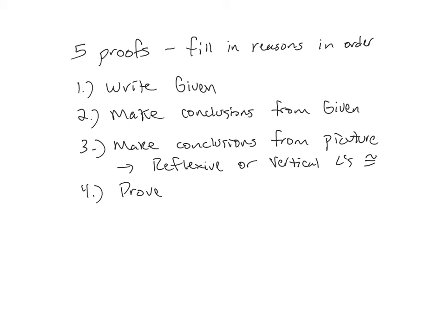And then your reasons for your proof: side angle side, side side side, hypotenuse leg, angle side angle, or angle angle side. So the very last reason should be one of those 5 things. Okay, so for make conclusions from the given, this second part here, you'll be able to write the given, and then there's nothing to do conclusion wise, so you go straight to reflexive or vertical angles, and then you'll be at the proof part.